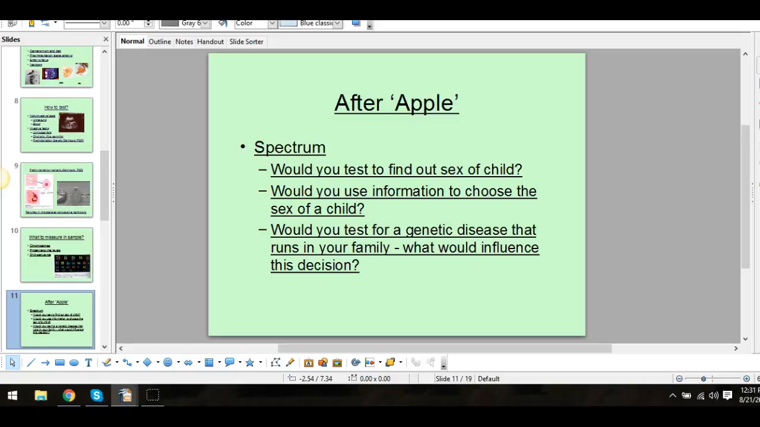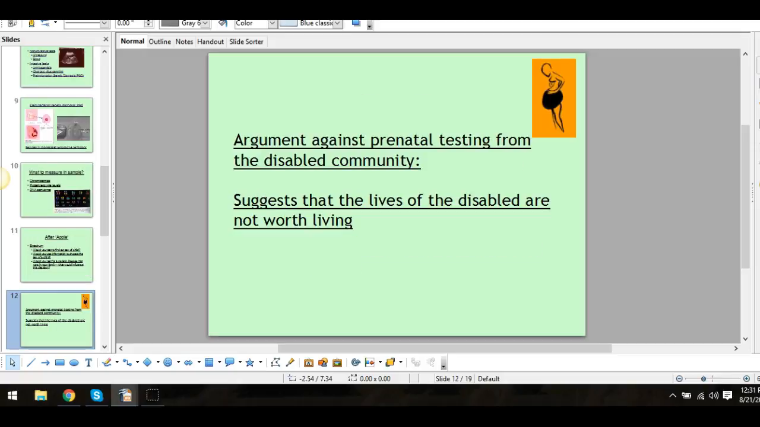Almost everyone wants to find out about the sex of their child, but not everyone wants to find out about a possible disability. And now, how to use the information that we get from those tests. There is a strong argument against prenatal testing from the disabled community, and the argument goes that the lives of the disabled are not worth living.